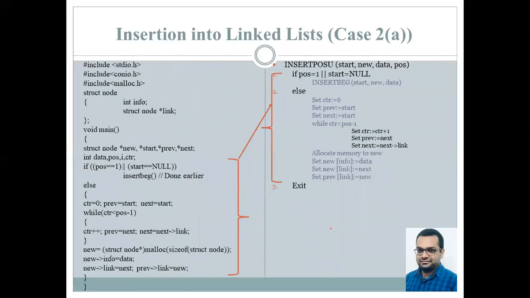This is the C program. These are the header files declaration. We can use malloc.h or stdlib.h. This is the structure declaration for the linked list. We have declared the nodes new, start, previous, and next of the type struct node. We have initialized our variables data, position, i, and counter.